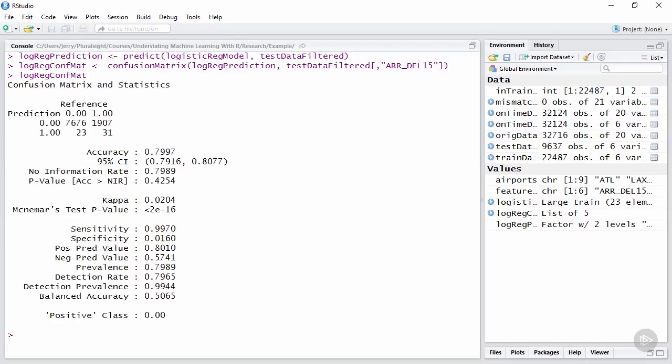A few more interesting statistics are the predictive values. The positive predictive value, which predicts when there will be no delay, is 0.801, which is pretty good. However, the negative predictive value, which predicts when there will be a delay, is 0.5741, not so good. So even though we hit our target for accuracy, we still have some work to do.